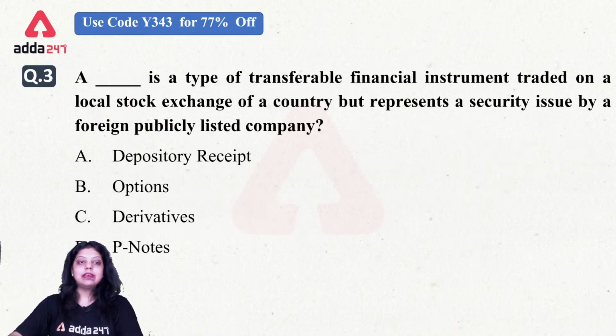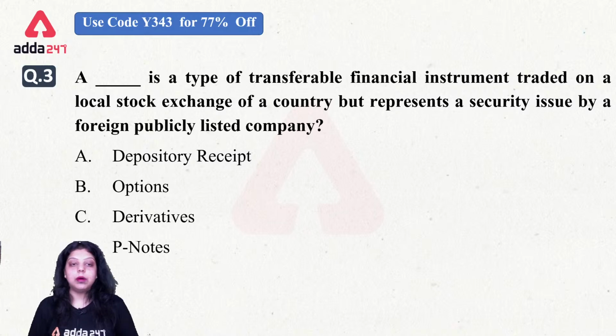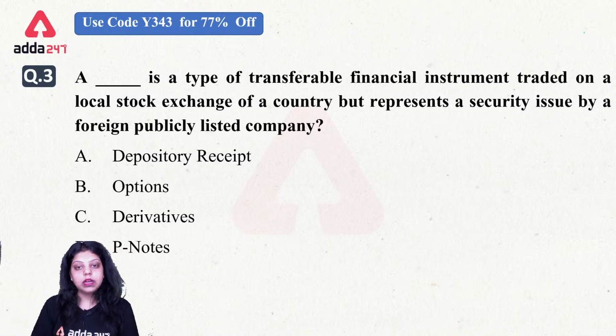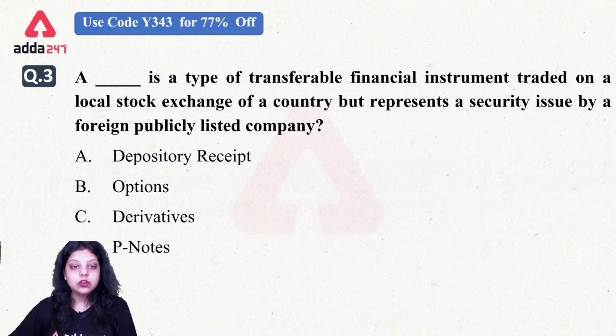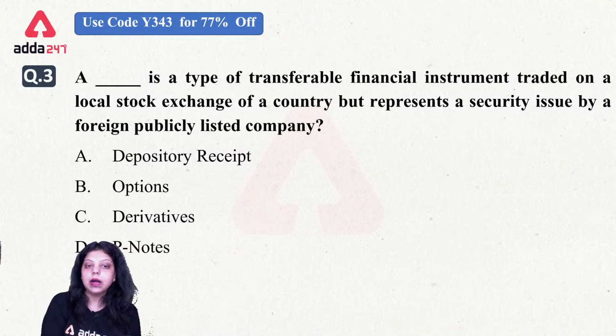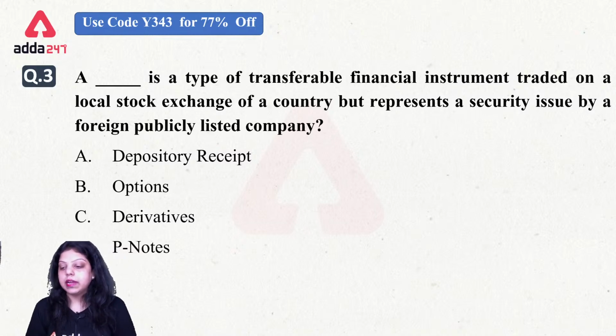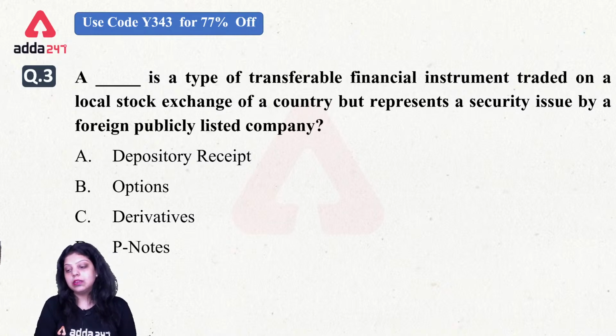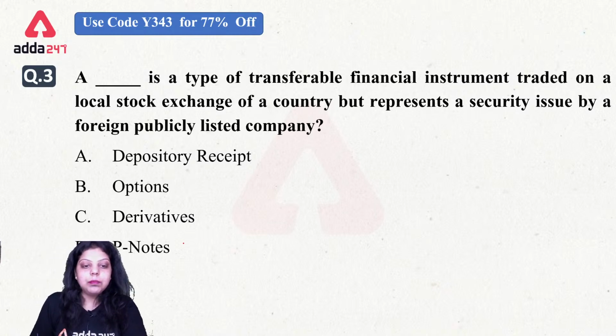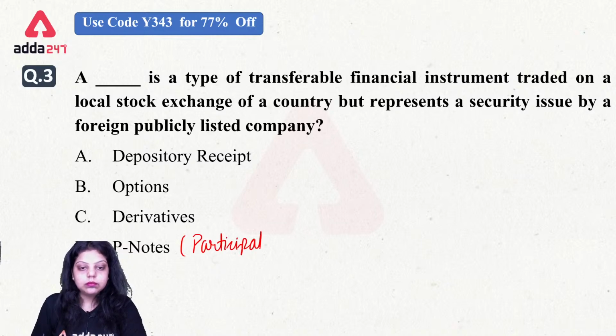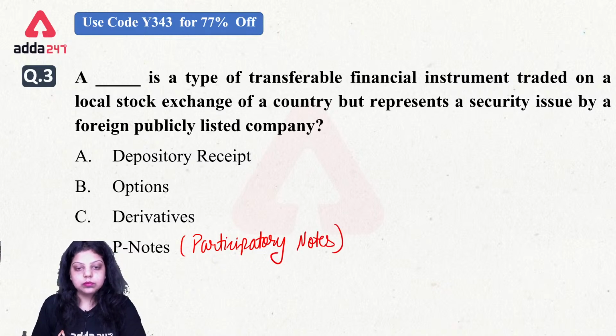Okay. Now next is third question. Third question is asking about a dash is a type of transferable financial instrument traded on a local stock exchange of a country but represents a security issued by a foreign publicly listed company. Which of the following will be the right option? Is it depository receipt? Is it options? Is it derivatives? Or is it P notes? P notes are the participatory notes.